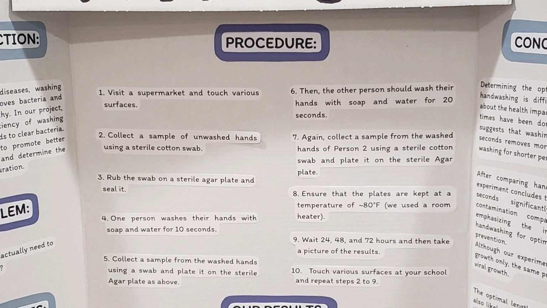The next step was the other person washed their hands with soap and water for 20 seconds. Then, again, collecting a sample from the washed hands of person 2 using a sterile cotton swab and plated it on a sterile agar plate, ensuring that the plates are kept at a temperature of about 80 degrees Fahrenheit. We used a room heater.